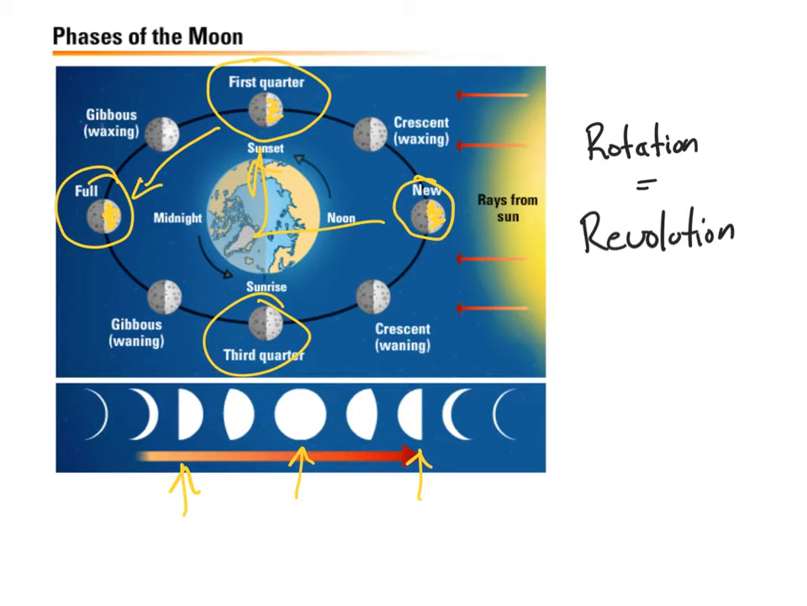Now, there are some other terms that I want you to be familiar with. We have the term waxing, and waxing is when the moon is getting more and more lit up. That means there's more sunshine hitting the moon, so the part of the moon lit up from the sun is growing. The opposite of that is waning. We also see the terms gibbous and crescent. Crescent is when less than half of the moon is lit up by the sun, and gibbous is when more than half of the moon is lit up by the sun. So this explains why we have the phases.